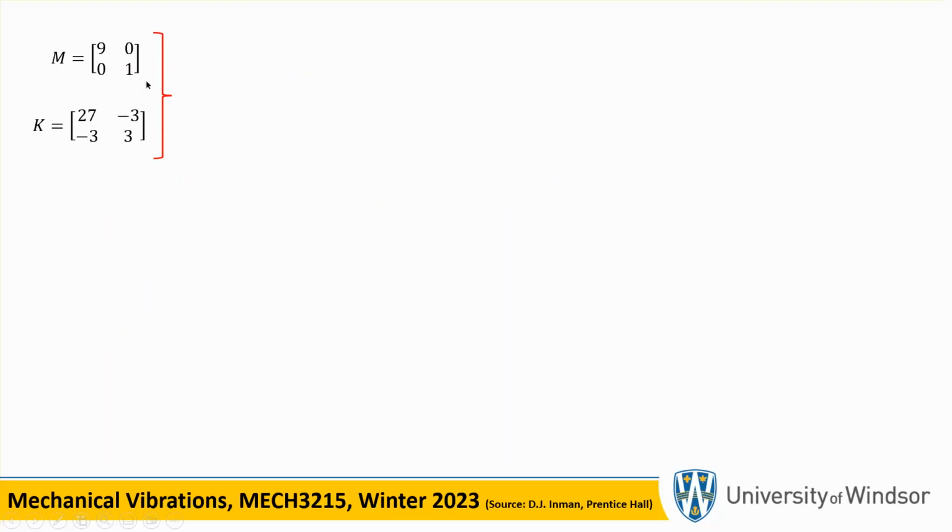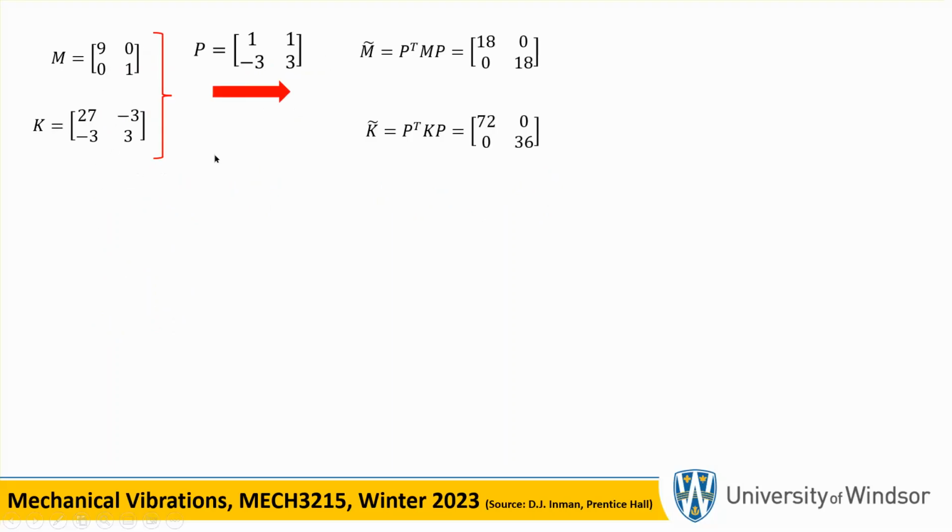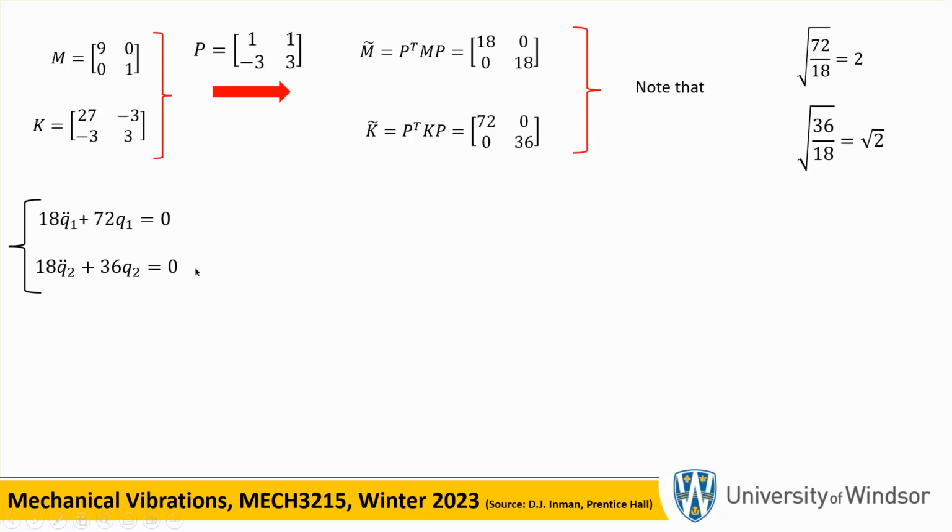So the rest of the steps are identical. We get the decoupled, or diagonalized, mass matrix and diagonalized stiffness matrix. These are called the modal mass matrix and modal stiffness matrix. Again, remember that the ratio of 72 over 18, if you take the square root of it, you get the first natural frequency. And 36 over 18, if you take the square root of it, you get the second natural frequency.